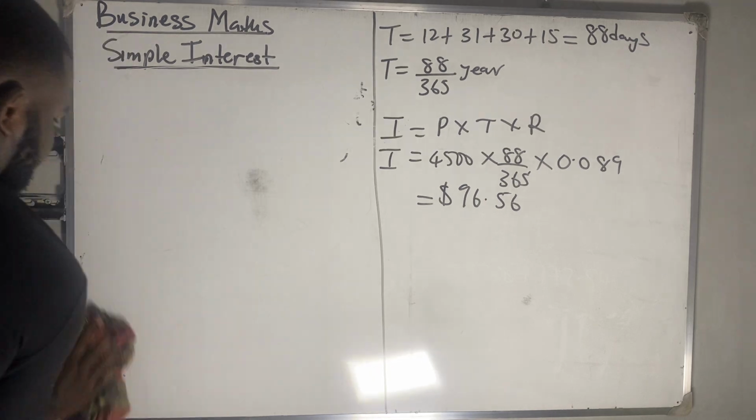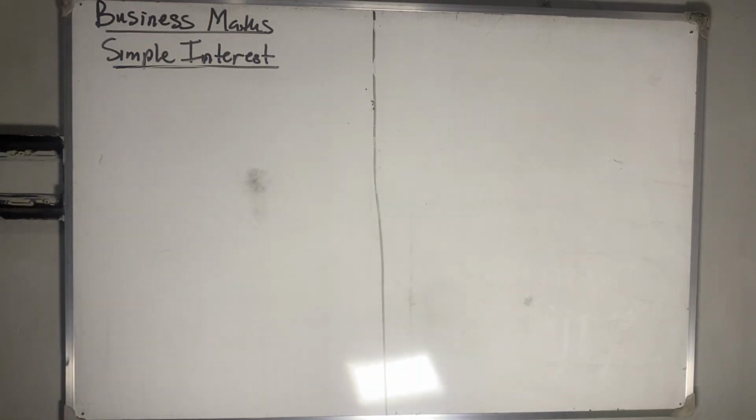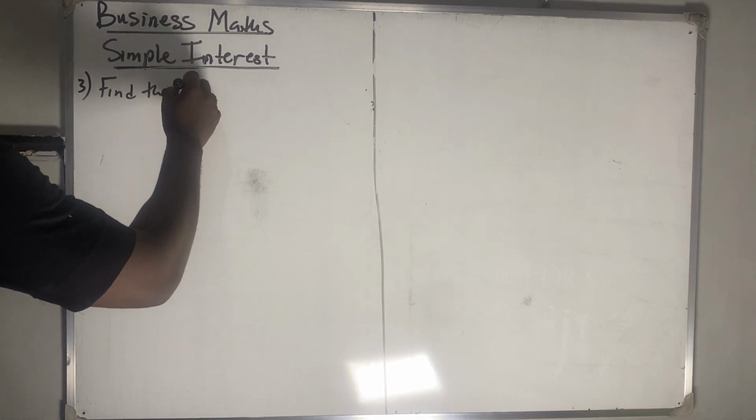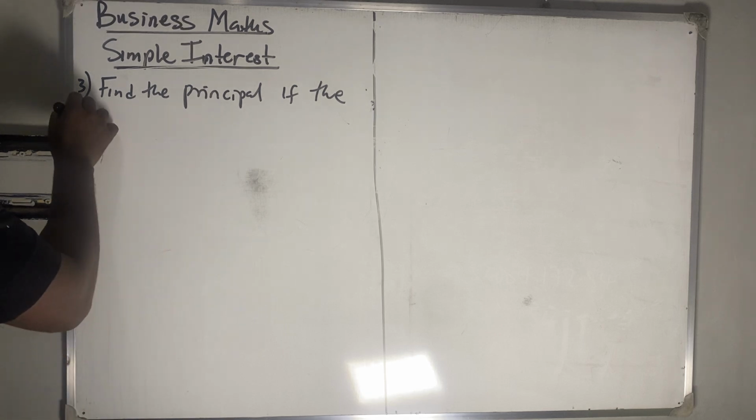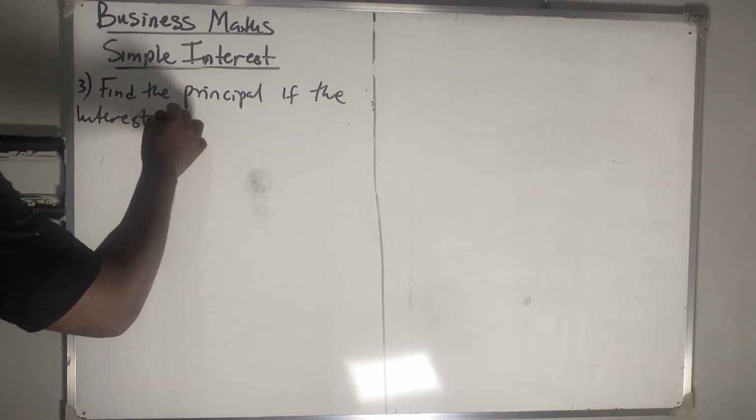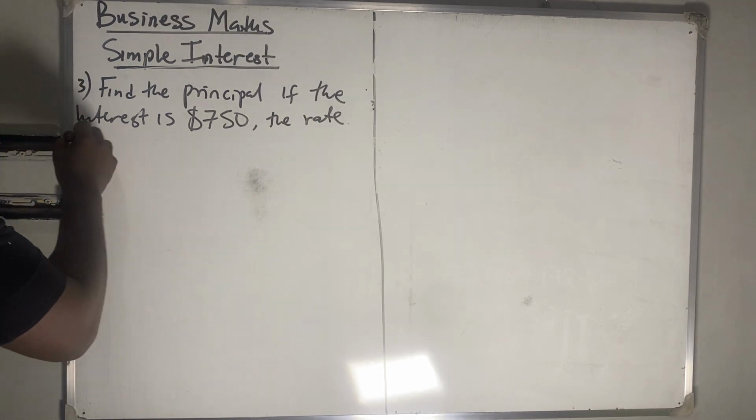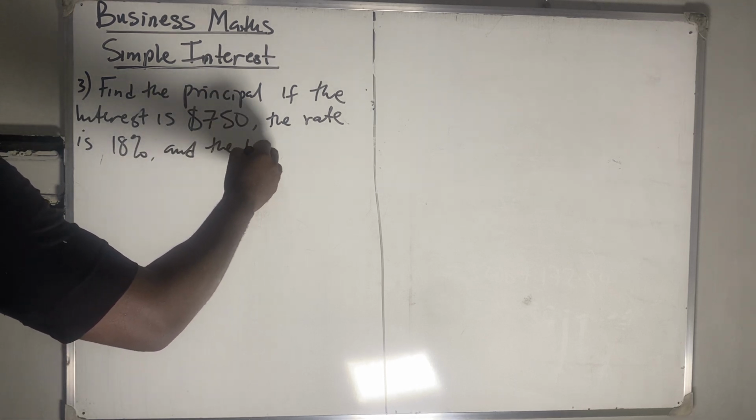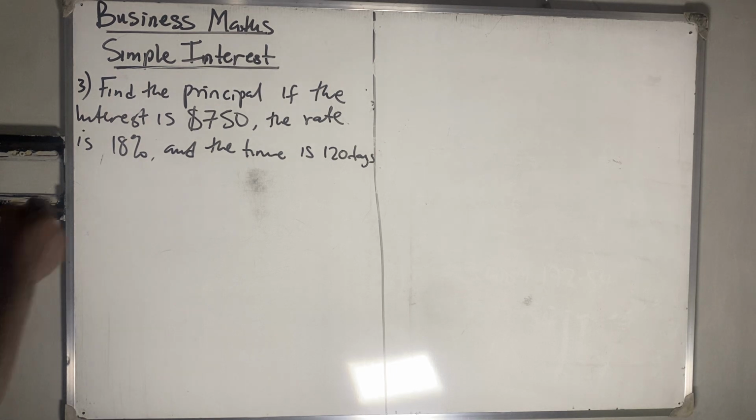Question number 3. Don't forget that this is the solution to your workbook. Question number 3 said, find the principal if the interest is $750, the rate is 18%, and the time is 120 days. Okay, so solution.